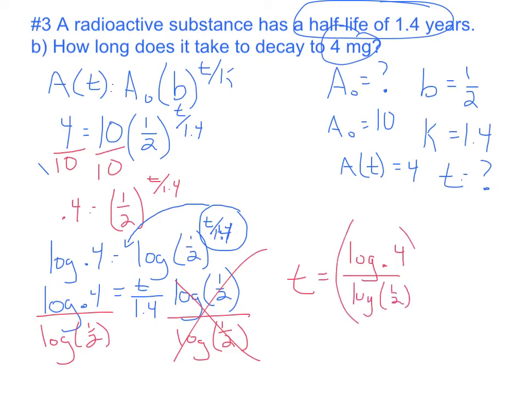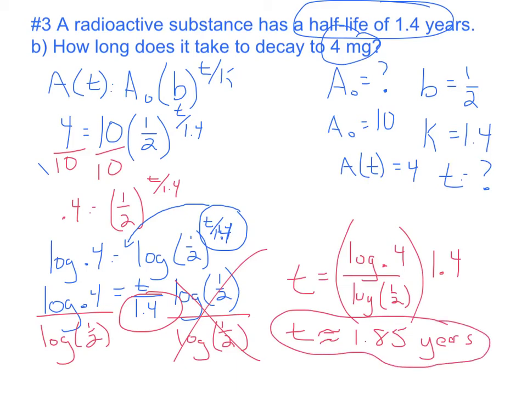And what do you need to multiply it by? You need to get rid of that 1.4, so multiply the whole thing by 1.4. So type this into your calculator. Type log 0.4 divided by log 0.5, same thing as 1/2, and then hit enter, and take that times 1.4. And you'll get about 1.85. What? This is time, and time was in years. So put years right there, 1.85 years.